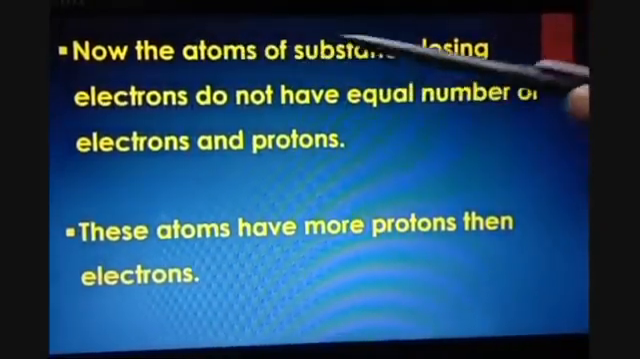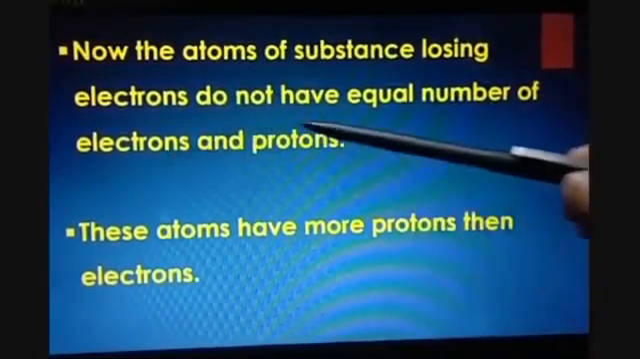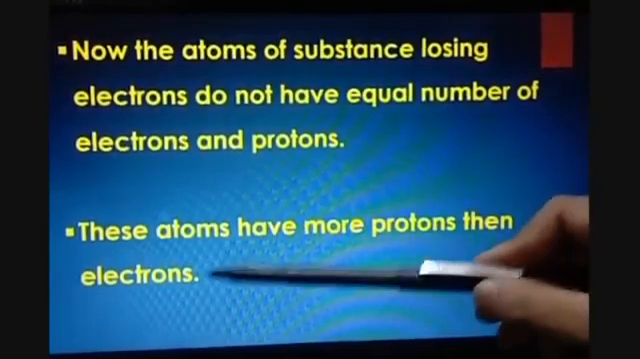Now, the atoms of the substance losing the electrons do not have equal number of electrons and protons. These atoms have more protons than electrons now.